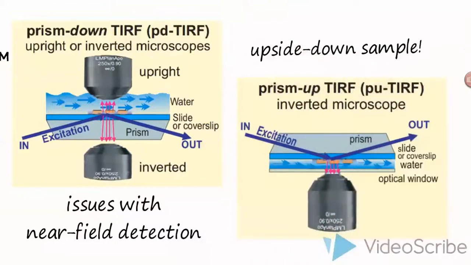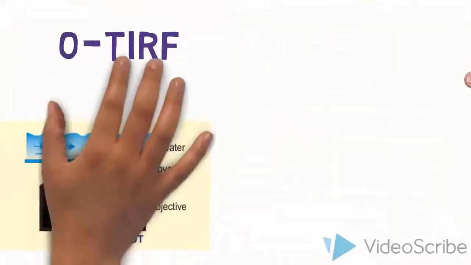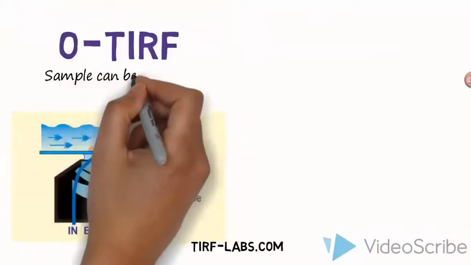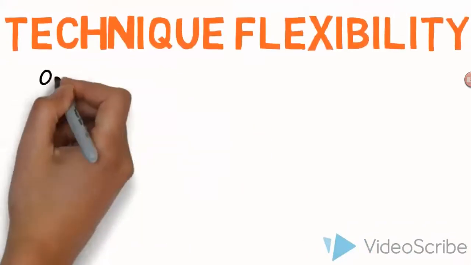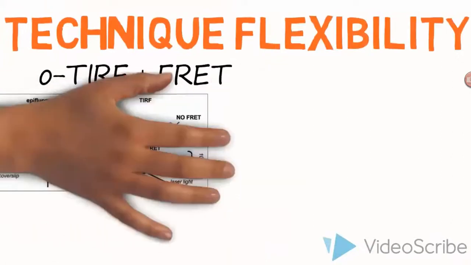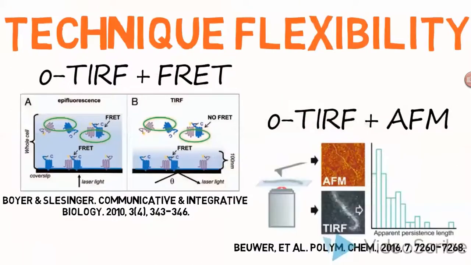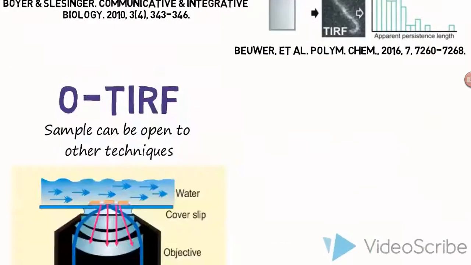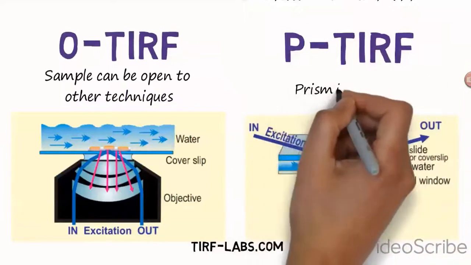Another fun thing about O-TURF is that it is friendly with other analysis techniques. Because O-TURF geometry is confined in the objective lens itself, resulting in free space on the stage, O-TURF can be combined with other nanoscale imaging techniques. It has been shown to be used with fluorescence resonance energy transfer and atomic force microscopy. P-TURF does not work well with these other techniques because the geometry is bulky.